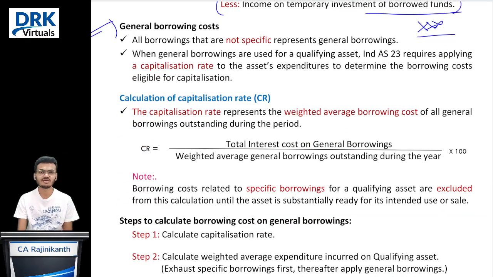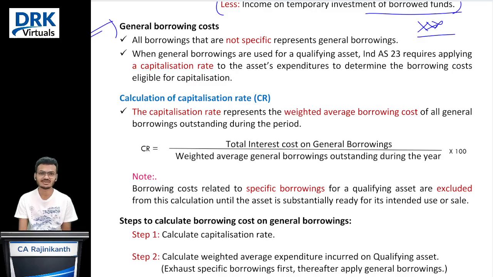You should be very careful about this. It is very tricky in exams. Okay. What are general borrowings? We can say it is not a specific borrowing. Simply, suppose in our balance sheet there are three loans: 12% term loan, 10% debentures, 8% working capital loan. So these loans are not specific, correct? We cannot map these one to one to the qualifying asset. They are general. So in that case, how to calculate the borrowing cost that can be capitalized?